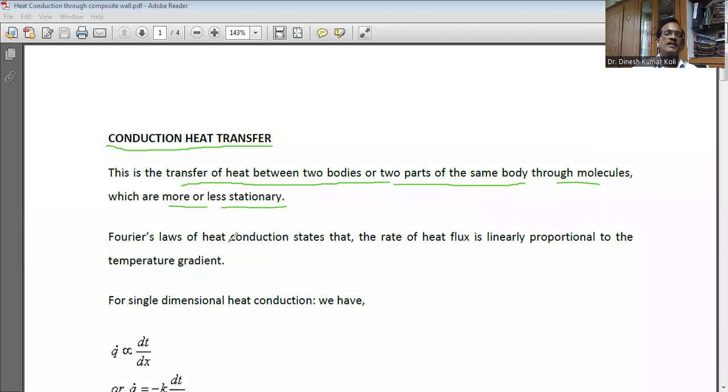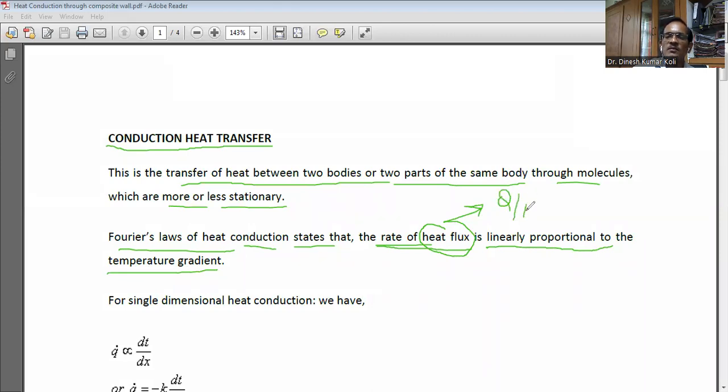Now, for heat conduction, we follow Fourier's law. This law states that the rate of heat flux is linearly proportional to the temperature gradient. Heat flux means heat flow per unit area. If we write heat flow as Q per unit area, we could write Q upon A. This is the heat flux. It is linearly proportional to the temperature gradient.